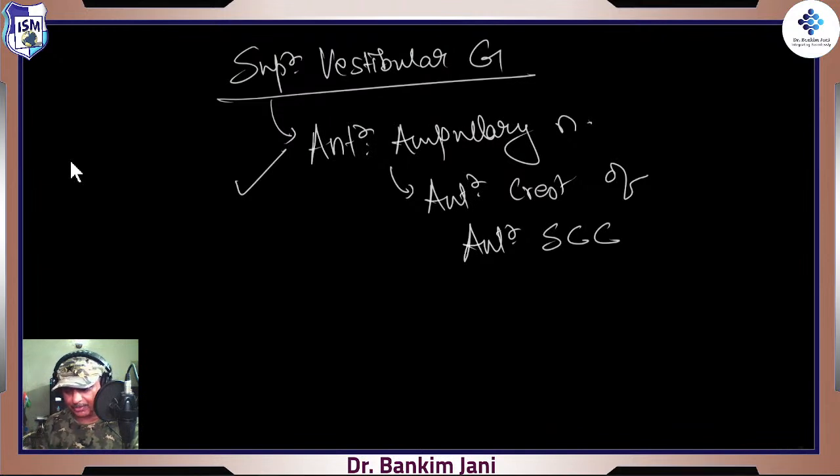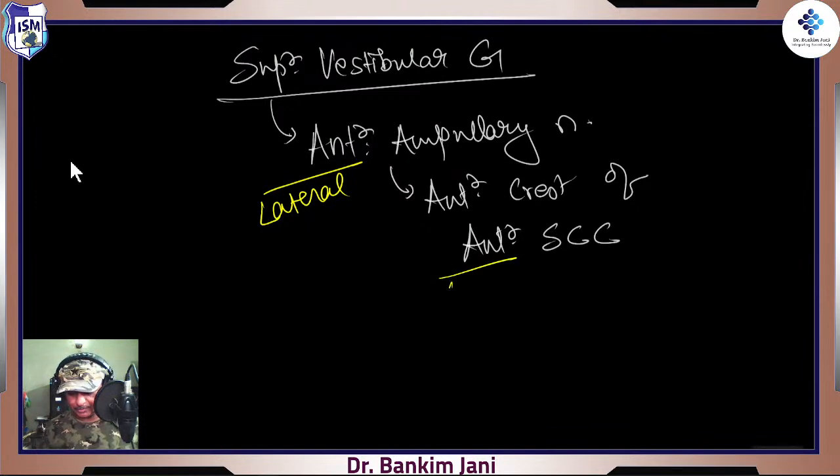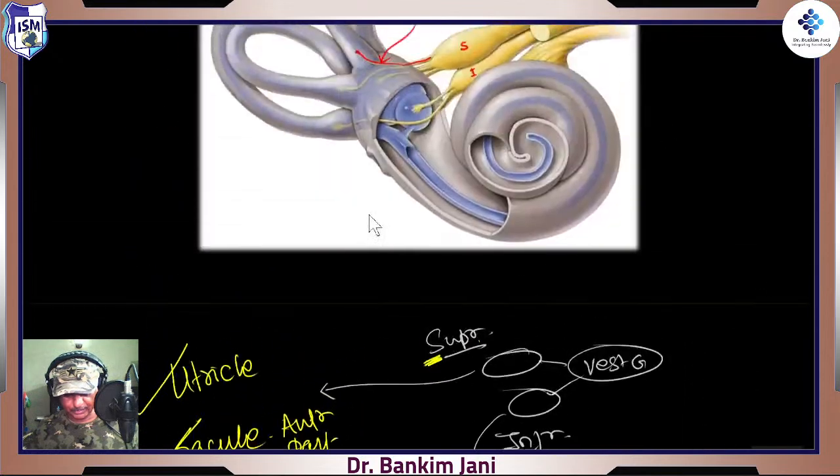It said, I'll take care of the anterior, and I'll take care of the lateral one also. Everything is ditto the same, the name of the nerve. So why write it out? Let's make it easy. The name of the nerve, lateral. So lateral ampullary nerve, that would be the name. It will be supplying the anterior crest of the lateral semicircular canal. Clear? This is what we are talking about.